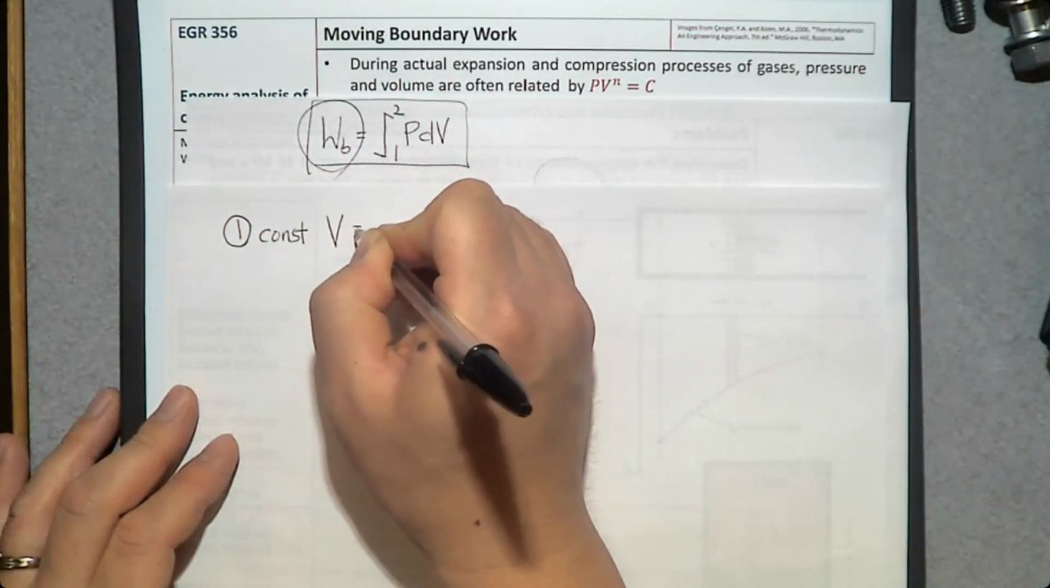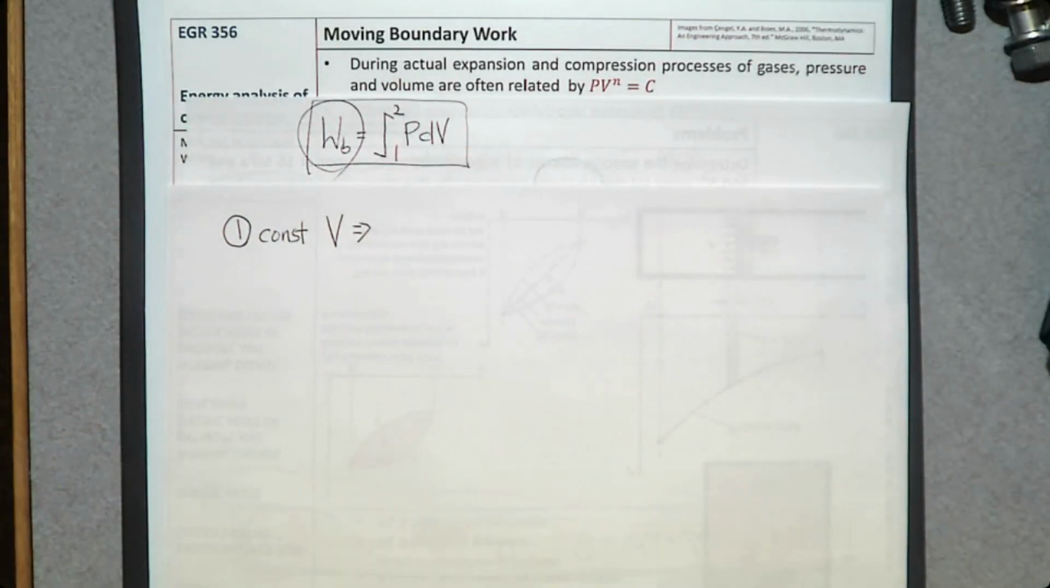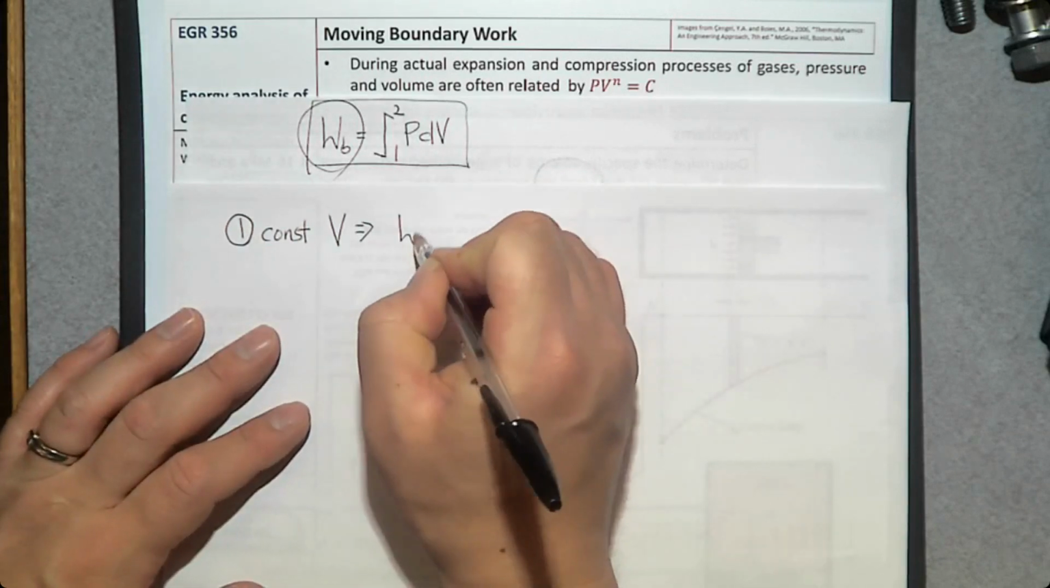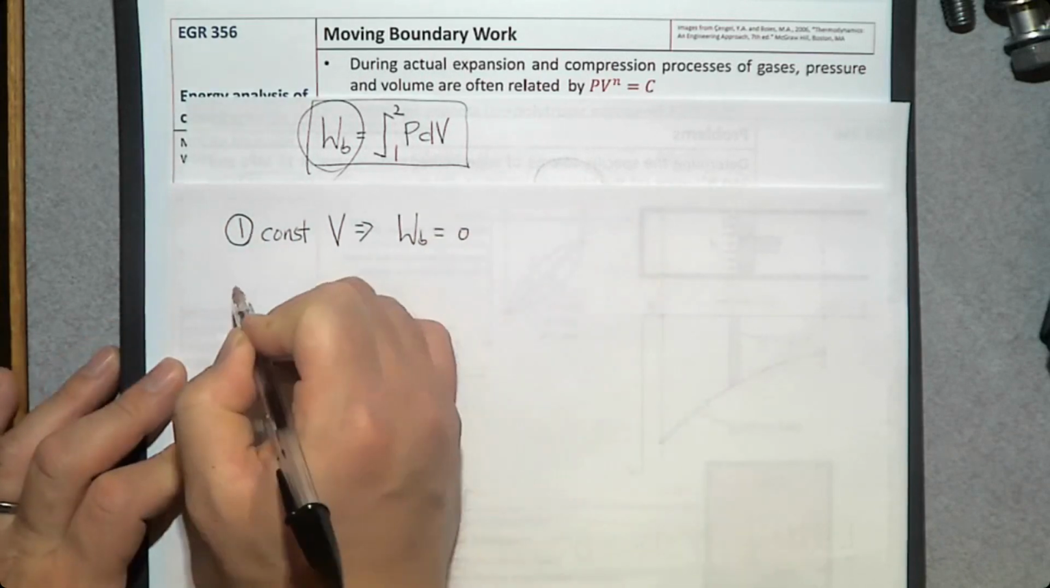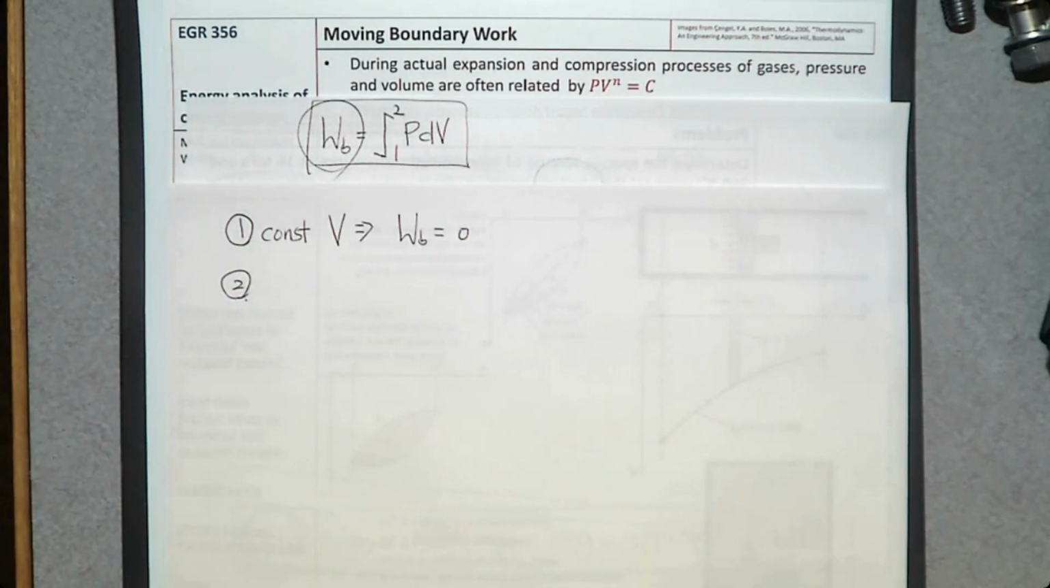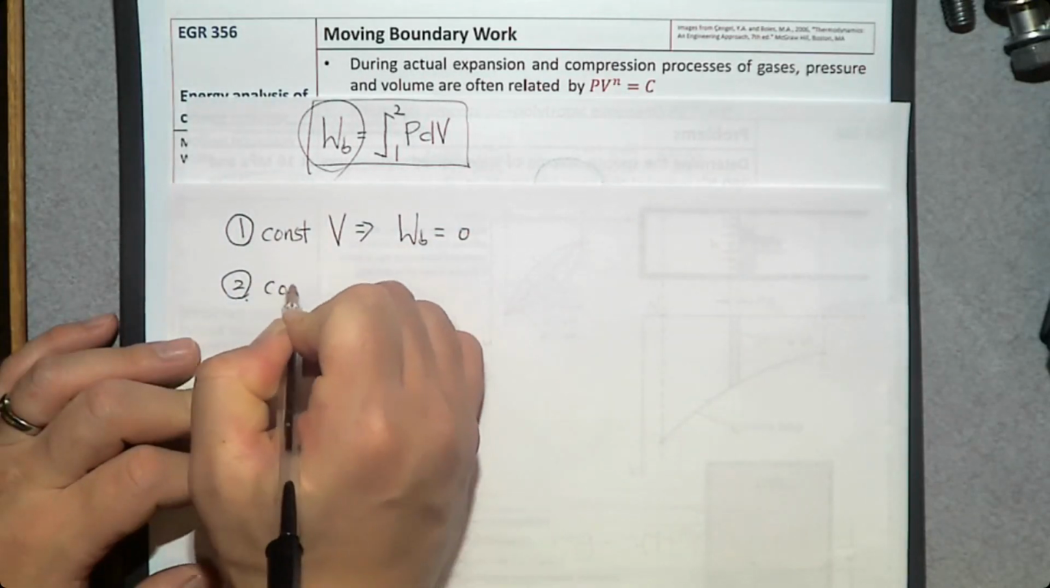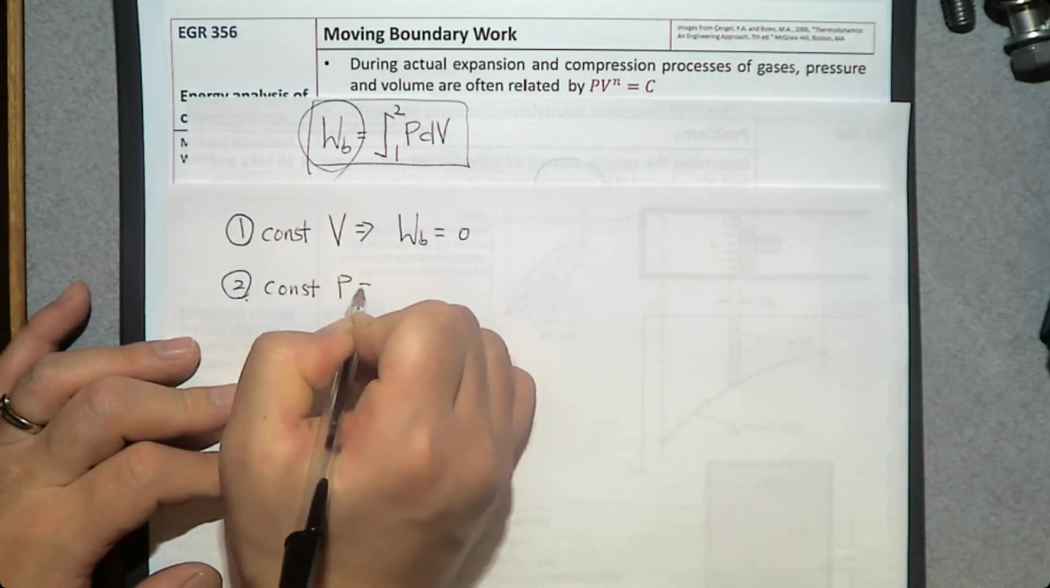If we have a constant volume process, what is the moving boundary work? Anybody can answer that? Right, it's a constant volume, so there's no volume expansion, there's no volume compression, so there's no moving boundary work. WB is 0. The second thing, constant pressure process.